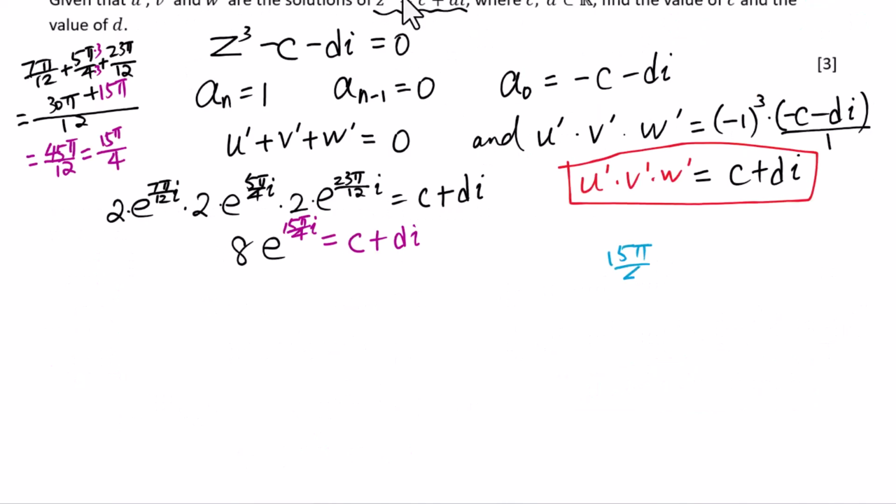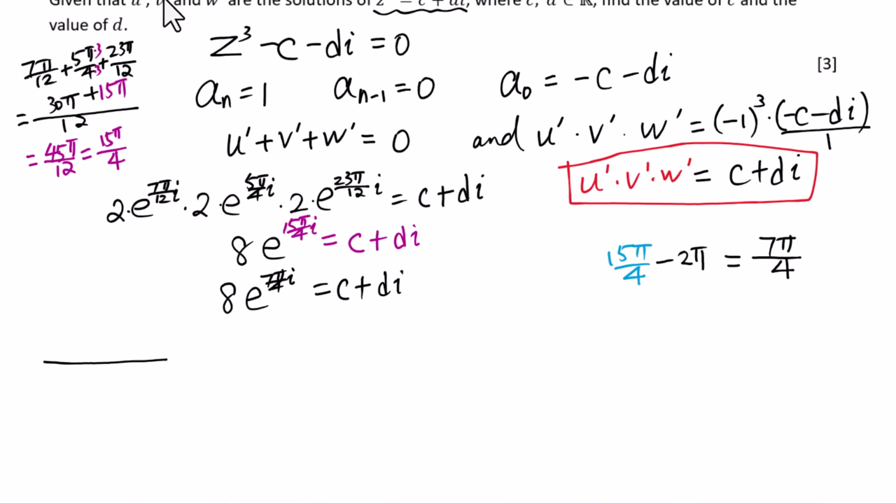15 pi over 4 minus 2 pi, so we get the same terminal side, equals 7 pi over 4. 8 times e to the power of 7 pi over 4 i equals c plus di. Let's go to the Argand diagram. 7 pi over 4 goes to the fourth quadrant. Reference angle is pi over 4, which is 45 degrees.